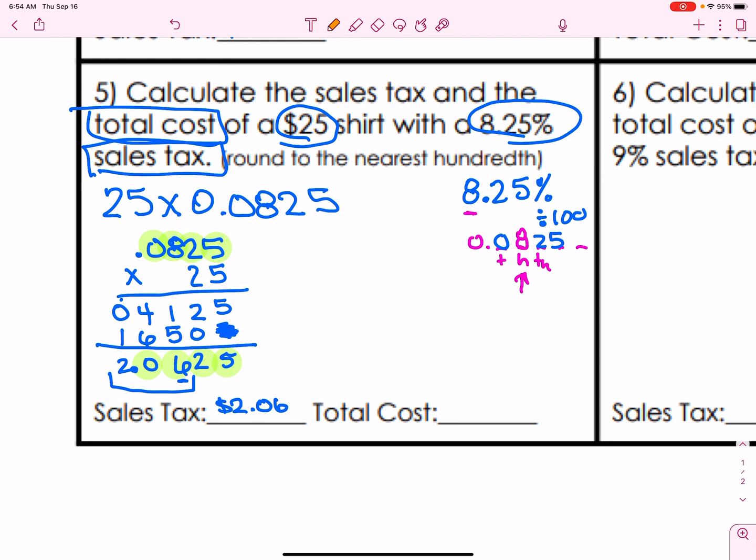So if we started off with $25, and remember when we're adding, we have to line up those decimals. So let's go ahead and put those decimals in. And we have $2.06. We're going to fill these zeros in here. Get 0, 6, 7, 2. So our final cost is $27.06.